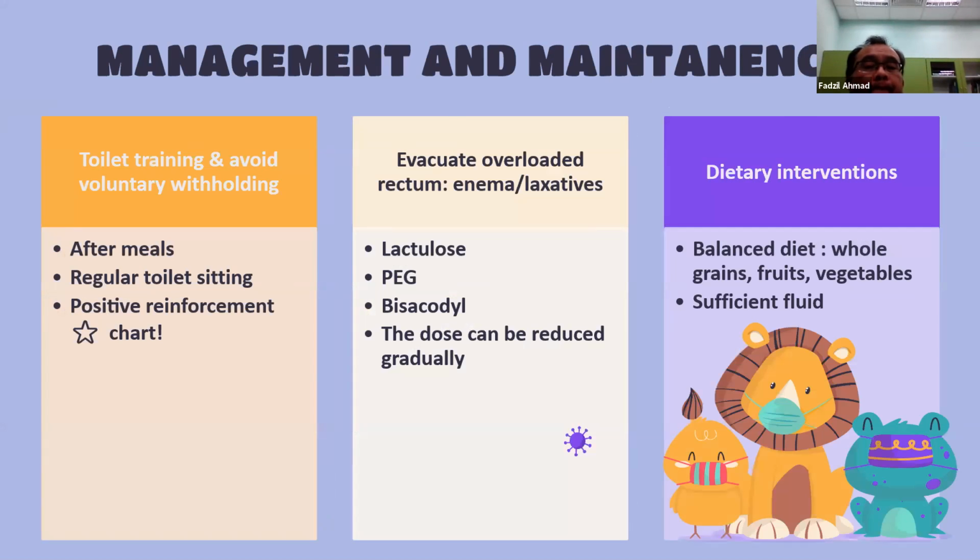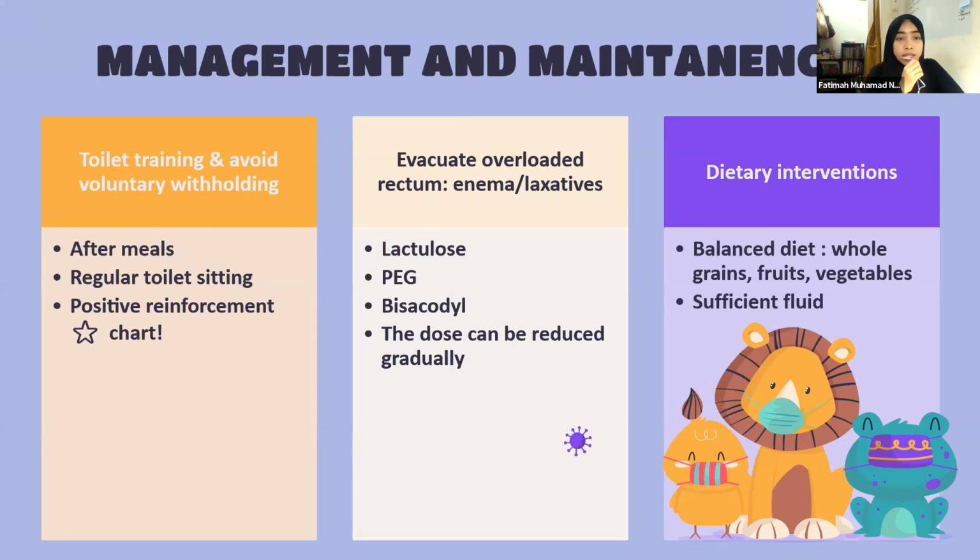Okay. So for the management of constipation, first of all, it is important to focus on toilet training and avoid voluntary withholding. So we need to educate the patient by regularly telling the child to switch to toilet sitting after meal. And when the child adopts a positive bowel habit, then it is important to give positive reinforcement, so the behavior is reinforced.